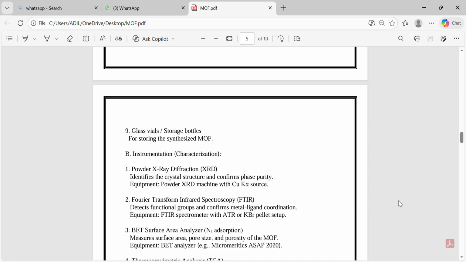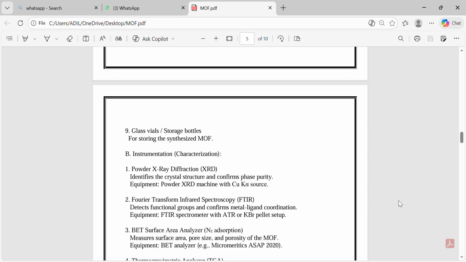Now we discuss the characterization or instrumentation. The first one is X-ray diffraction, XRD, which is a machine that shows the crystal pattern of the MOF and checks if it is pure. FTIR, Fourier transform infrared spectroscopy. It is a device that finds the chemical groups and how metal connects to organic parts.